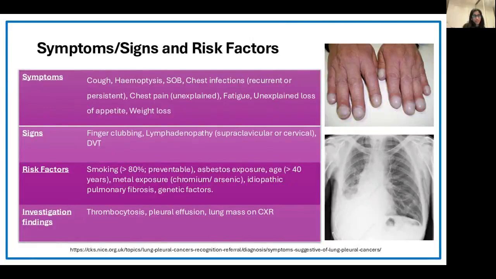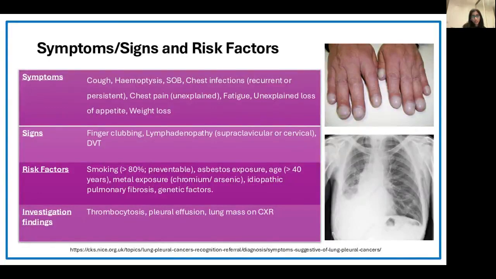Risk factors, so smoking, not surprisingly, is the biggest risk factor. About 80% of lung cancers are thought to be caused by smoking, which is essentially largely preventable. So lots of smoking cessation advice and preventing patients from smoking is important.